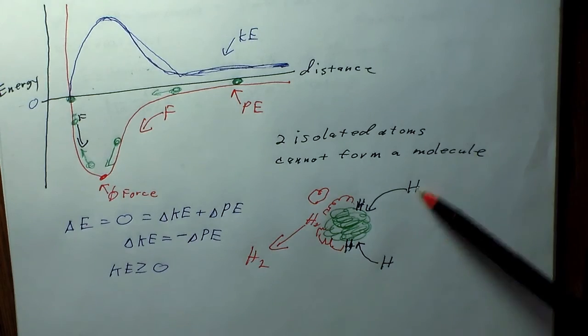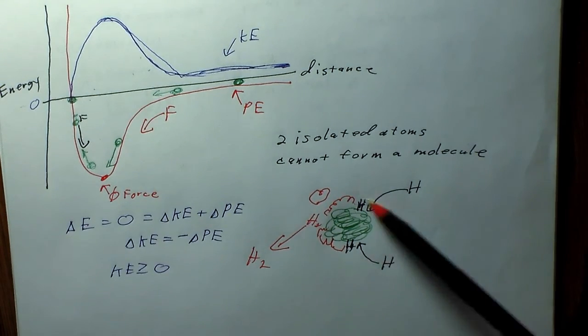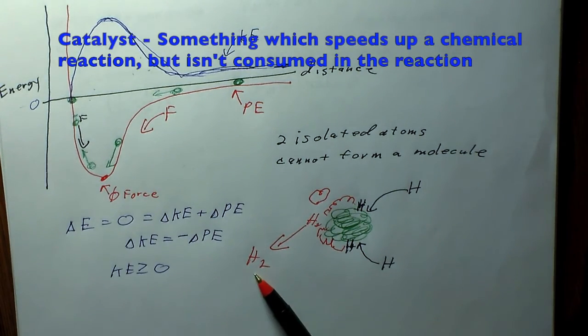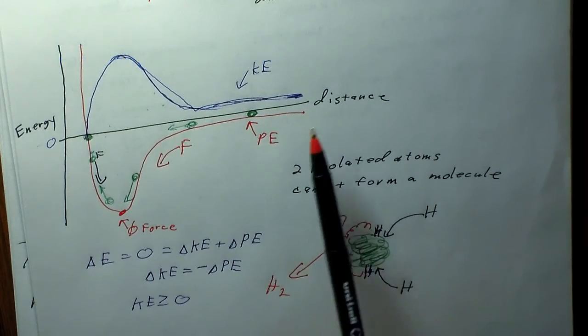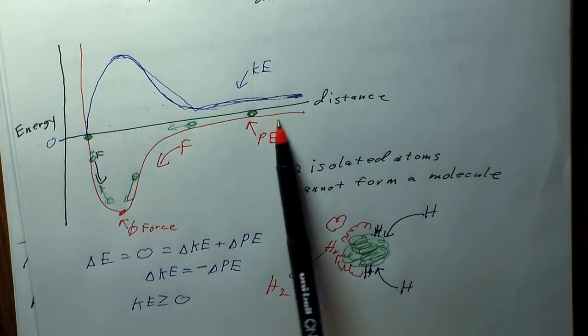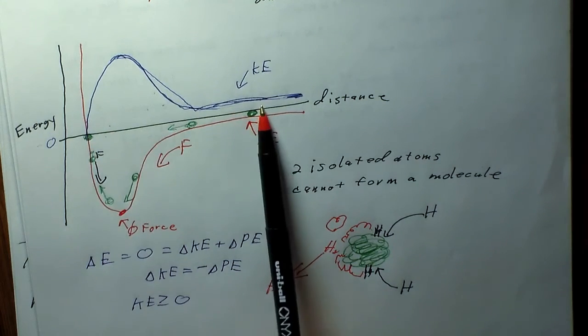as well. If you're starting off with isolated atoms, you need this little dust grain to act as a catalyst to help form the molecule. Because if you just try forming the molecule from two isolated atoms, it's not going to work, because they're just going to bounce back and forth over and over and over again.